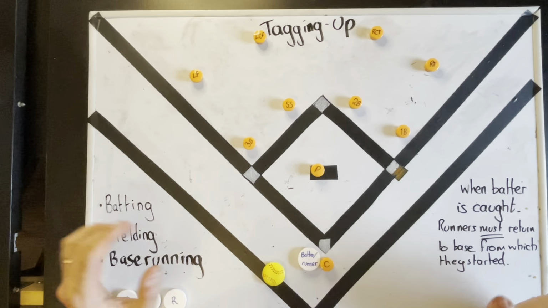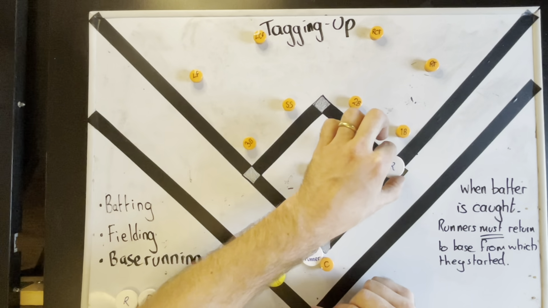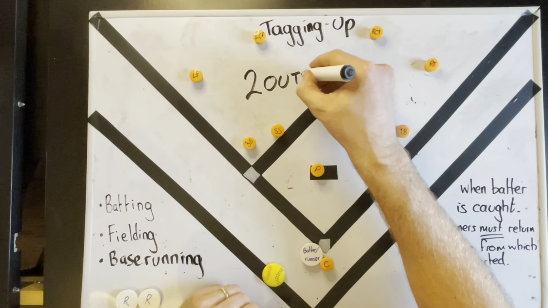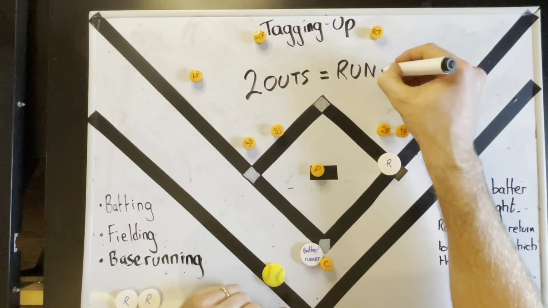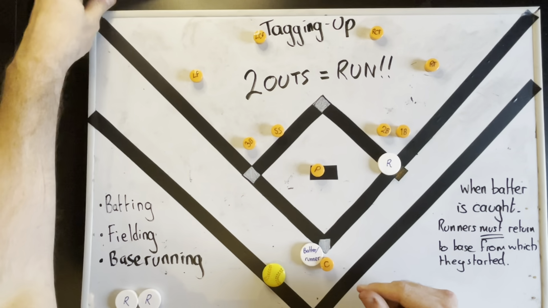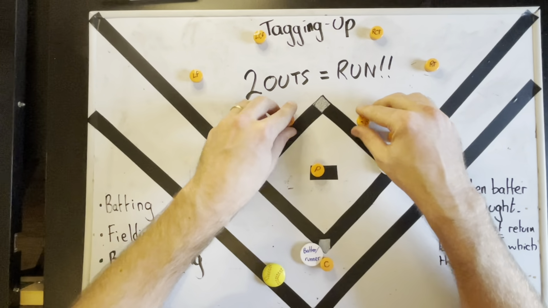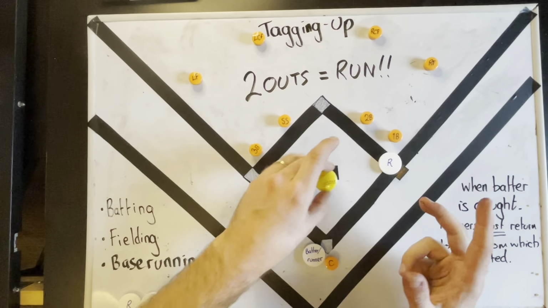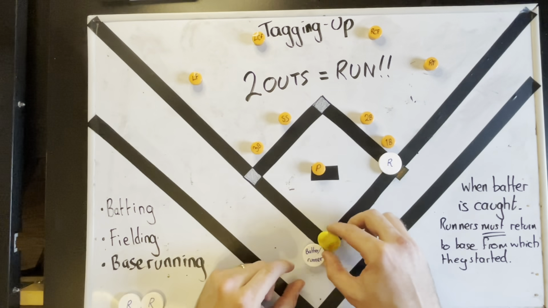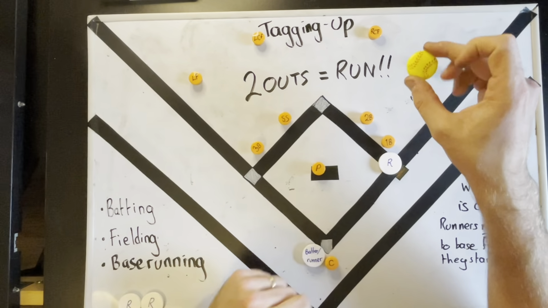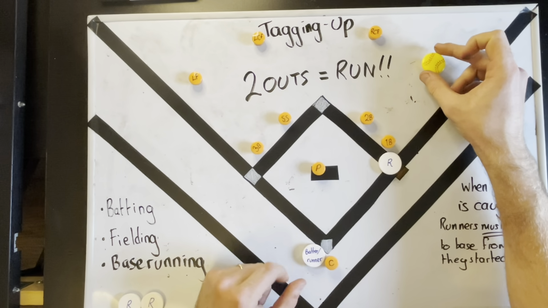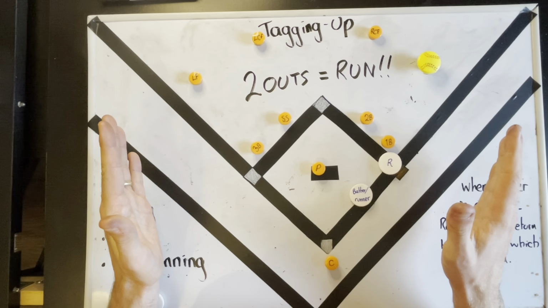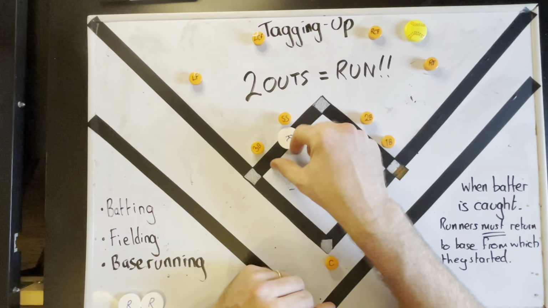And to finish this up in terms of base running, I'm going to throw this at you. Everything I've just said is irrelevant if there are 2 outs. So if there are 2 outs and the ball goes in the air, you don't have to worry about tagging up because if the ball is caught, then that will be the third out and the side swaps round. If the ball drops, you're running anyway.